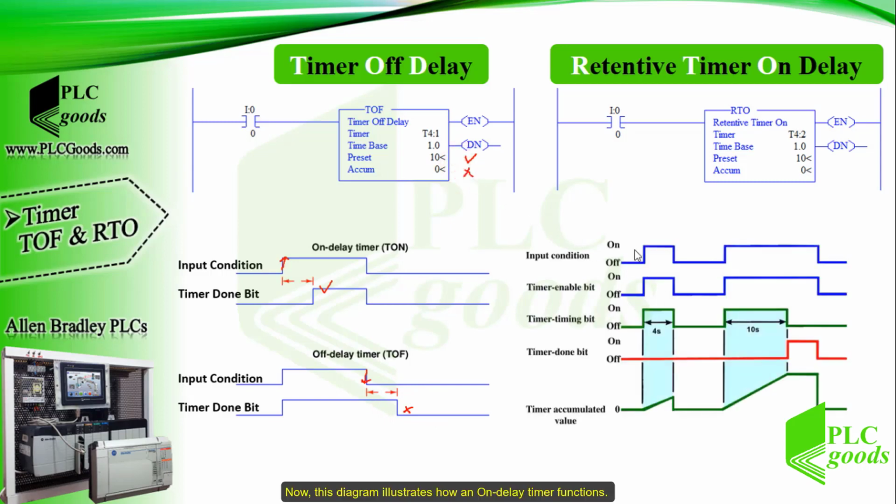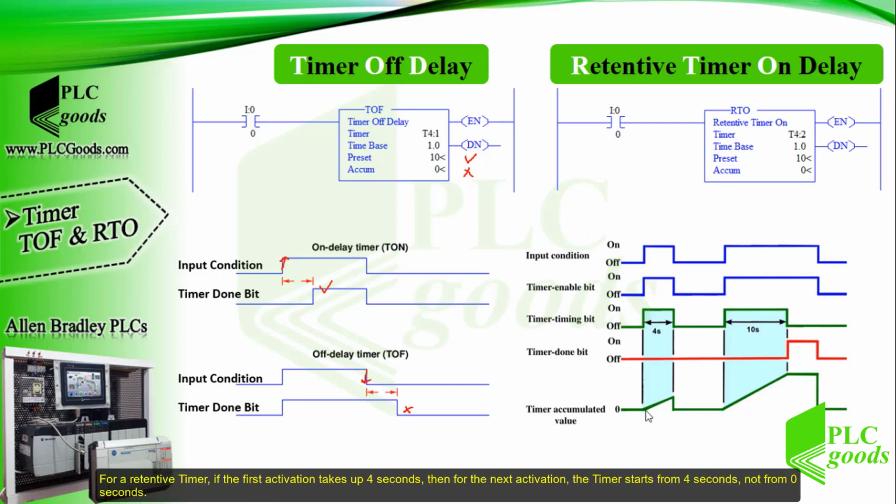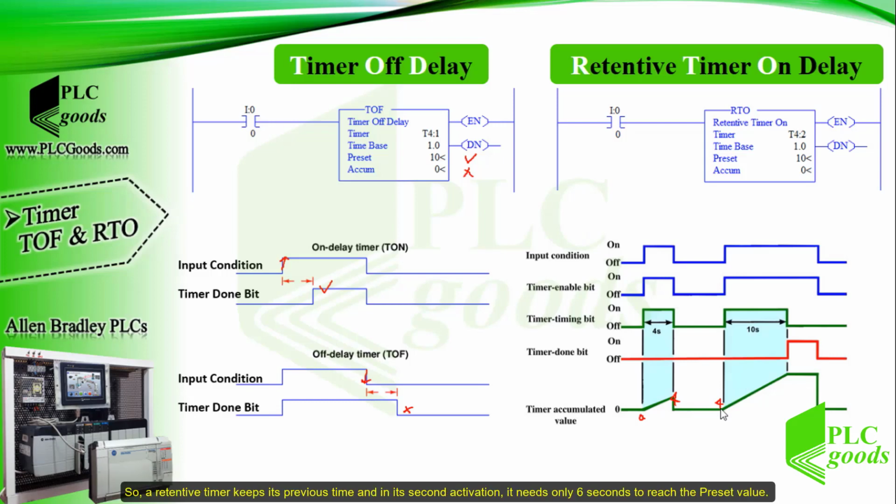Now this diagram illustrates how an on-delay timer functions. Note that I explained this diagram already. Now let me tell you its difference with a retentive timer on delay. For a retentive timer, if the first activation takes up 4 seconds, then for the next activation, the timer starts from 4 seconds, not from 0 seconds. So, a retentive timer keeps its previous time, and in its second activation, it needs only 6 seconds to reach the preset value.